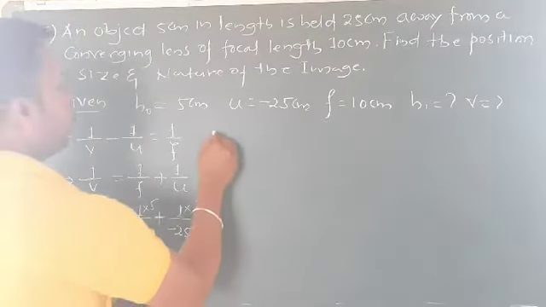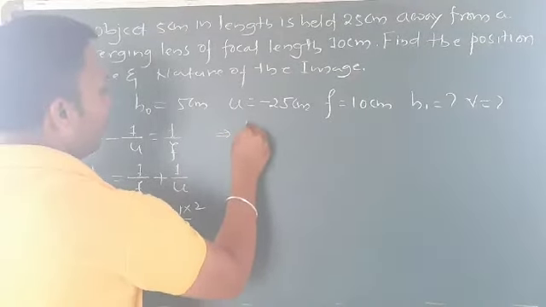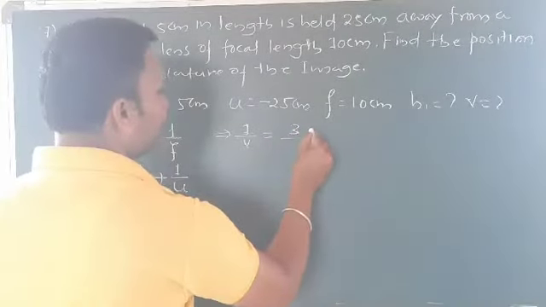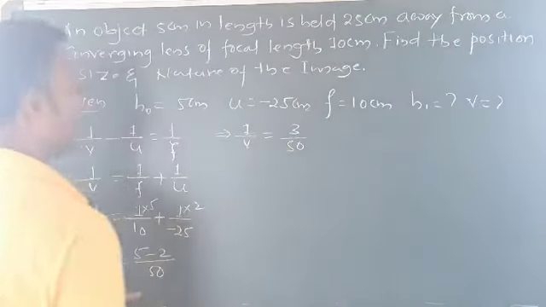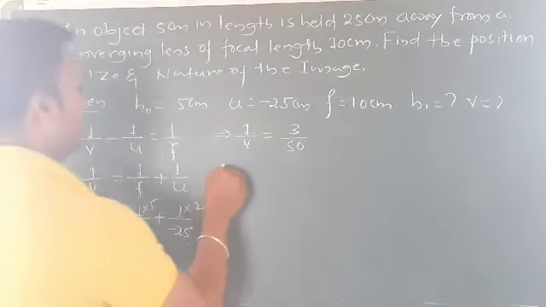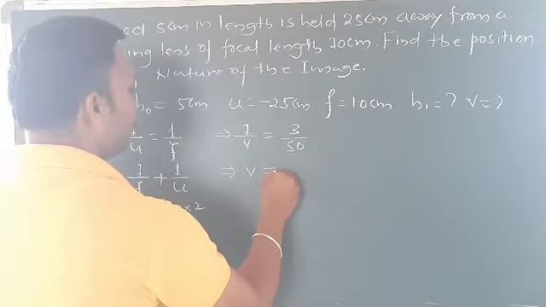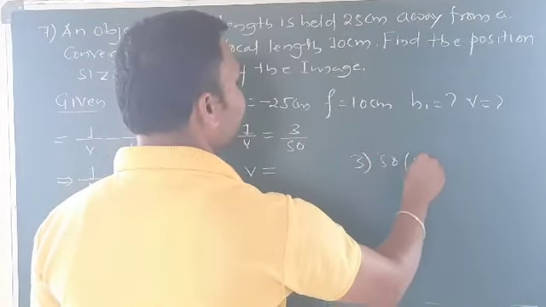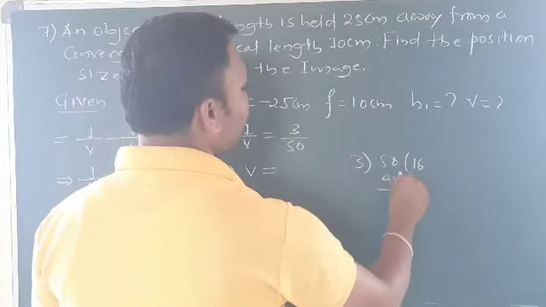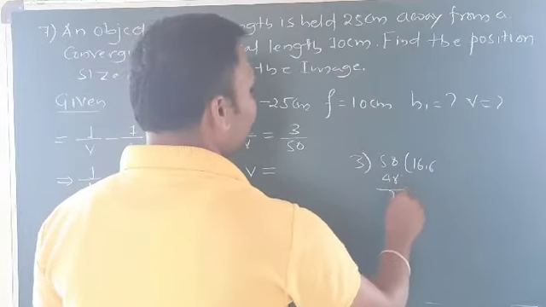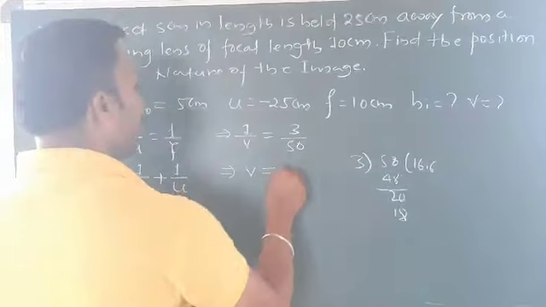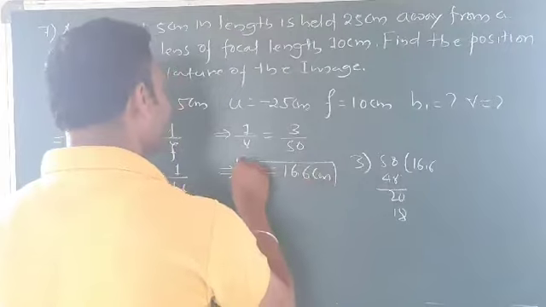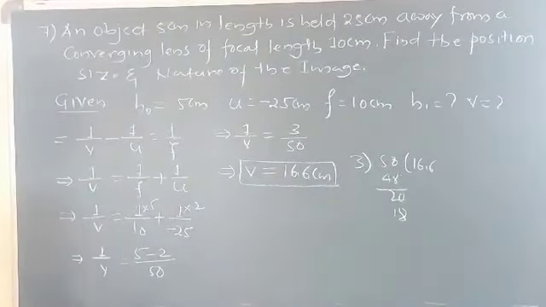Let me write the next step. 1 by V is equal to 5 minus 2, which is 3 by 50. Then V is how much? V is equal to 50 by 3. 3 sixteens are 48, the remaining 2 with a decimal gives 0.6. So I think it is 16.6 centimeters. So V is equal to 16.6 centimeter.